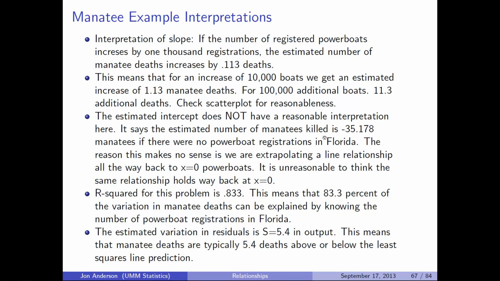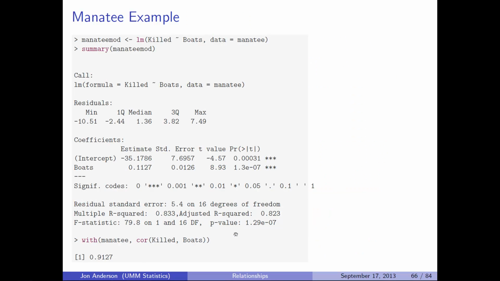The interpretation that you need to be able to give is like the bullet number 4 here. 83.3% of the variation in manatee deaths can be explained by knowing the powerboat registrations in Florida. You really need to have the variation in the response being explained; it is crucial. I will mark off if this part of the phrase is not there. So please copy and understand this way of communicating R squared. The size of a typical residual is about 5.4 deaths in this data set. Remember, I got that from right here, 5.4. Here's the R squared.